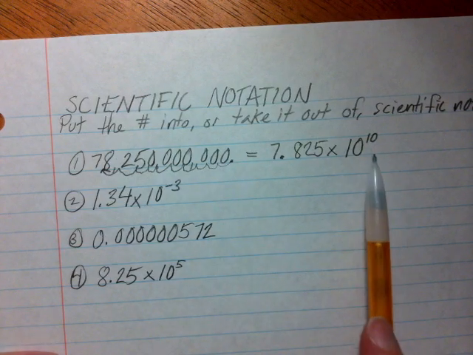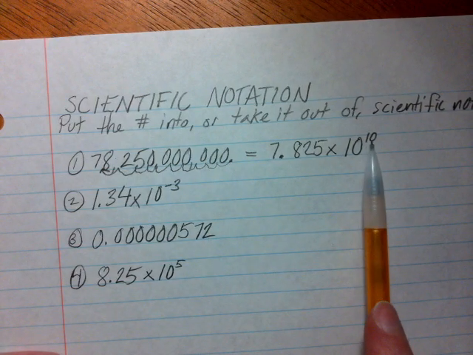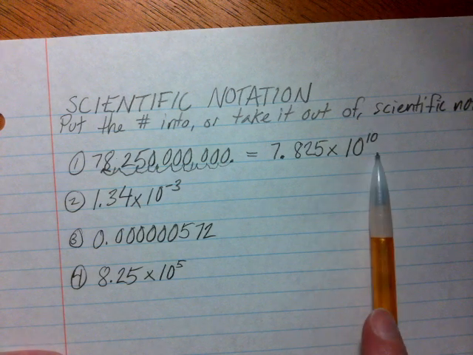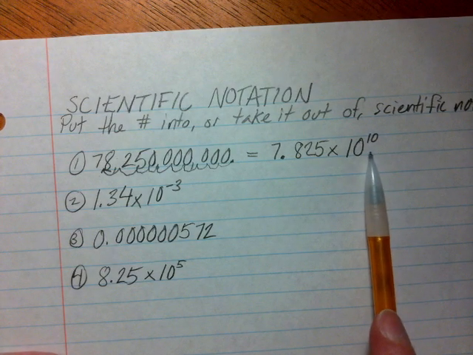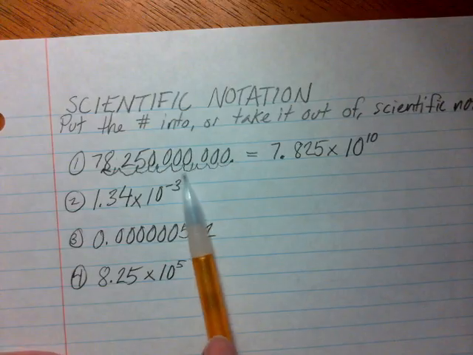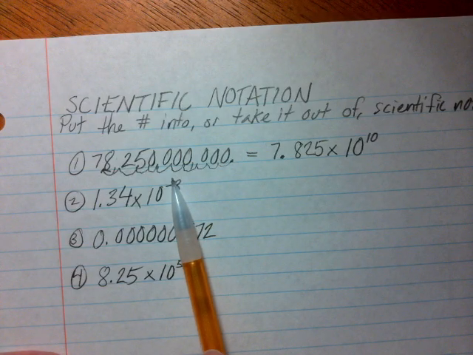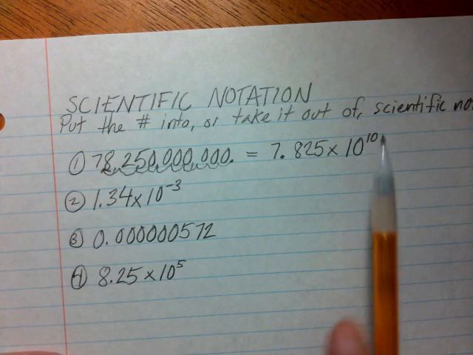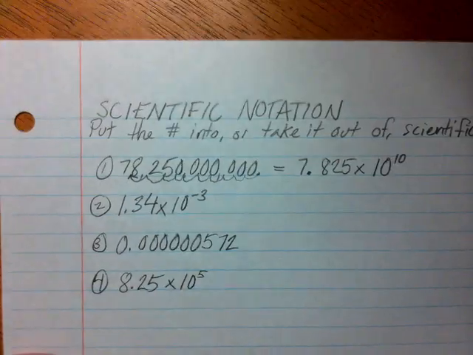Okay? If you forget whether it's 10 to the positive 10 or negative 10, just remember 10 to the 10 is a really big number. That's like 10 times 10 times 10 times 10 times 10 times 10 times 10. And we started with a really big number, right? If it was a negative power, then it would be a small number because that would be a bunch of 1/10. I'll show you on this one what I mean.